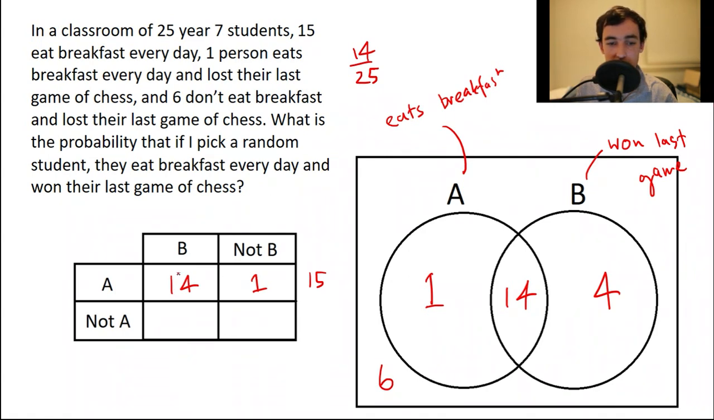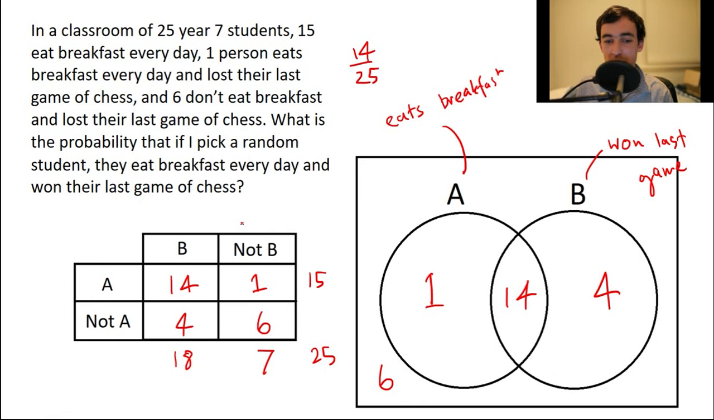Alright, now B. We've got B and not A, which is this section here. Then we've got not B and not A, which is not in this circle, not in this circle, so the only other place is here. And so you can write the total of B here, which is 18. You can write the total of not B here, which is 7. And B and not B add up to 25. And that should make sense because this is B and this is not B. That's everything.